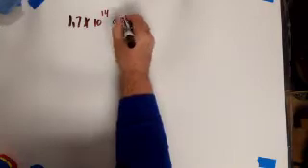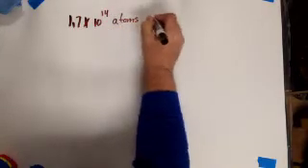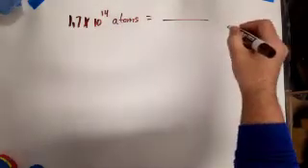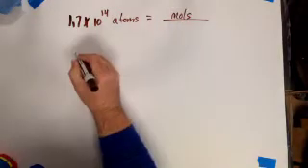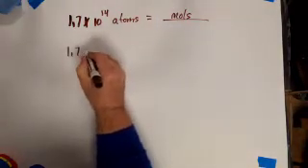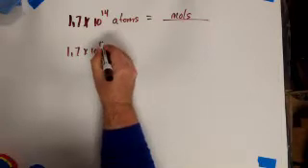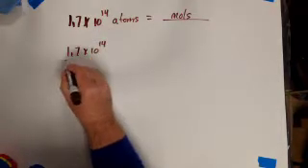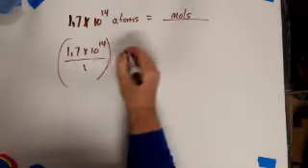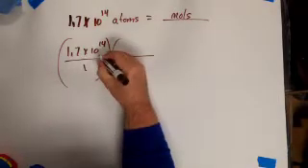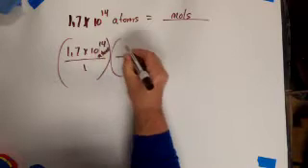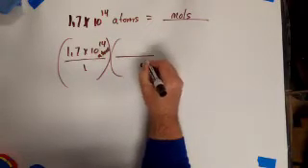All right, so we have this problem, 1.7 times 10 to the fourth atoms. And we need to figure out how many moles that would be. Now the cool thing about moles is it doesn't matter if they're atoms or molecules. Every mole is 6.02 times 10 to the 23rd particles, whatever those particles are. So we set up what we know as a fraction, and then we're going to multiply that by a conversion factor.